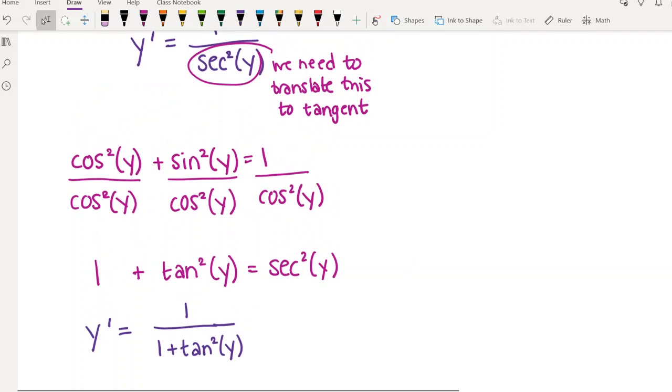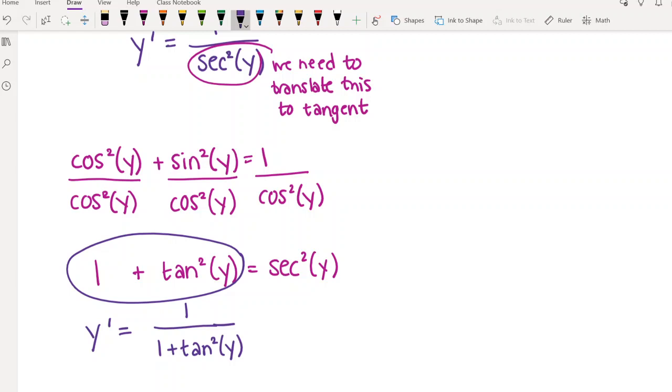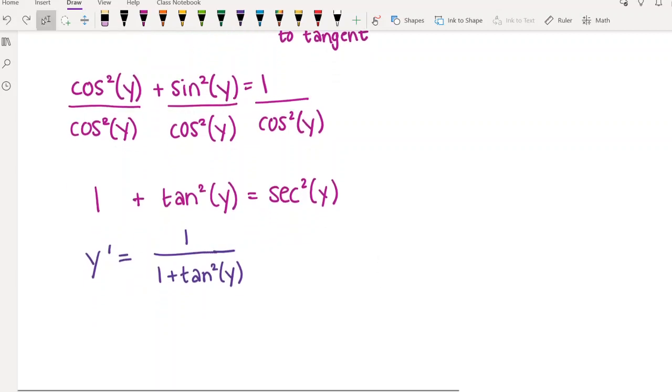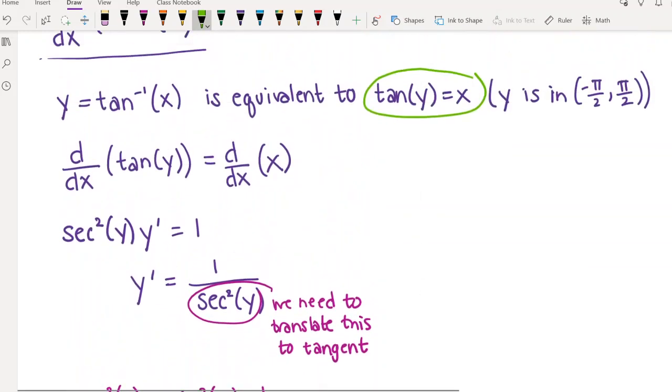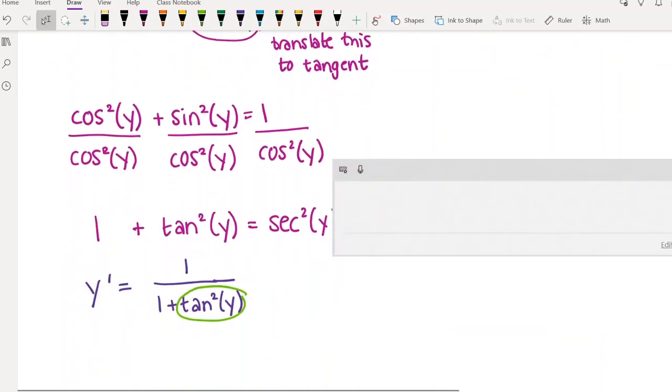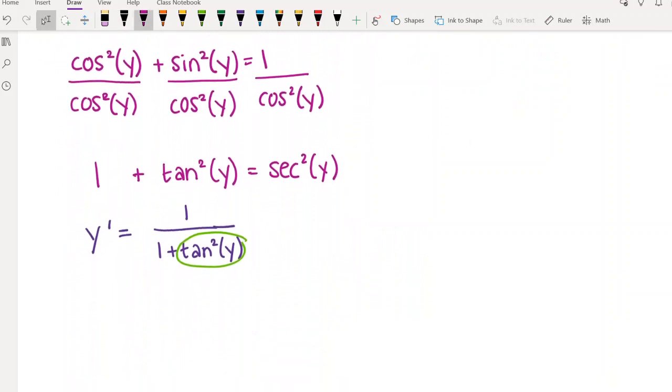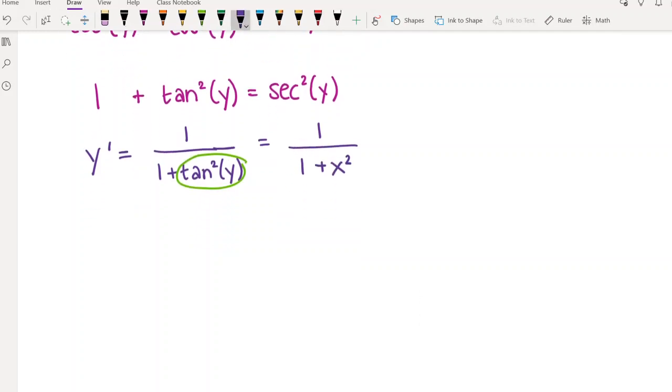Because originally we had secant squared of y, and we just figured out that secant squared of y is the same as 1 plus tangent squared of y. And then we can go back to that key. So we had that key that told us that tangent of y is the same as x. And so we can rewrite this as 1 over 1 plus x squared. So the derivative of inverse tangent is equal to 1 over 1 plus x squared.